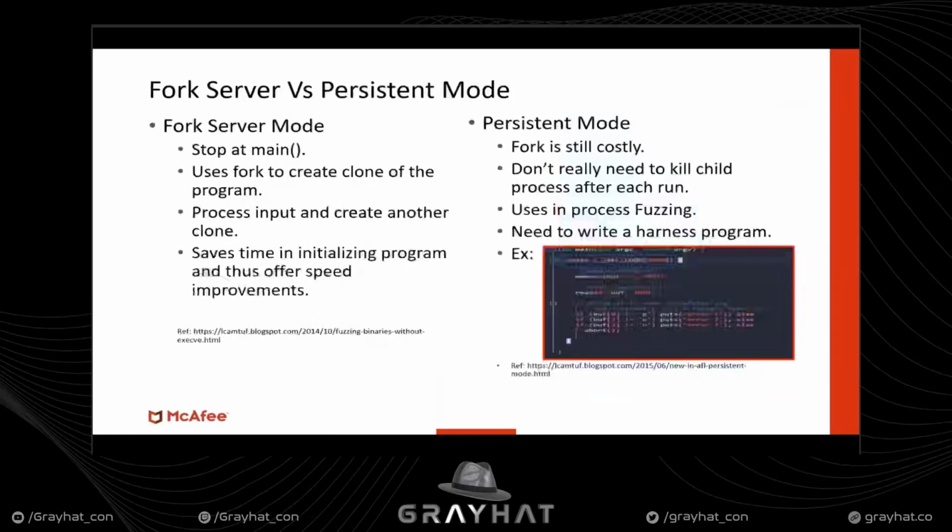Now let's move on and see what the different modes AFL offers are. AFL can work in two modes. The first one is fork server and the second one is persistent mode.